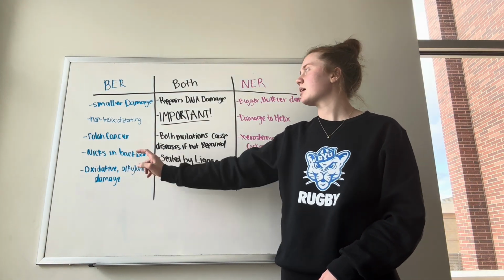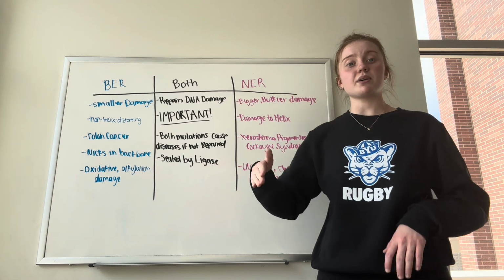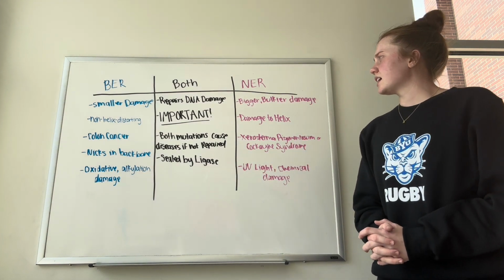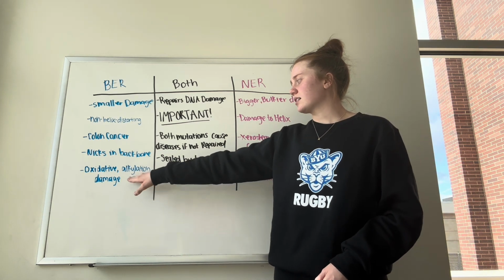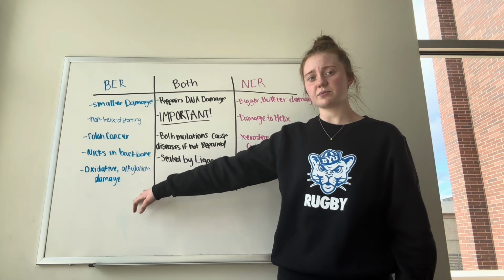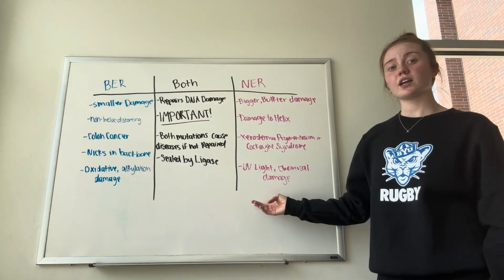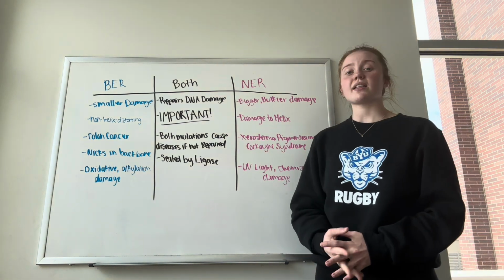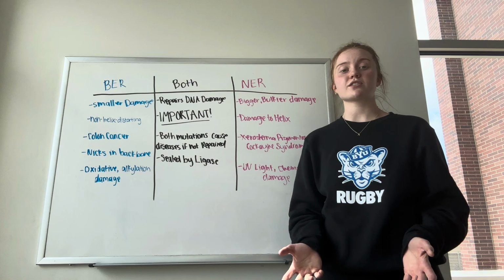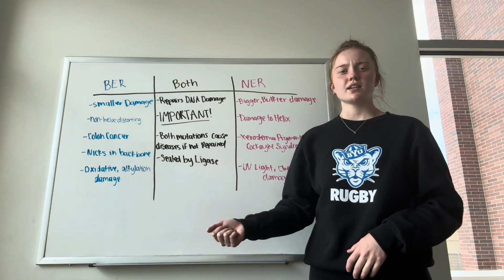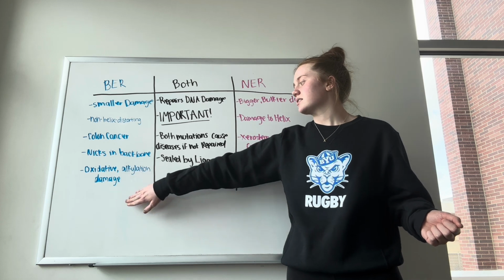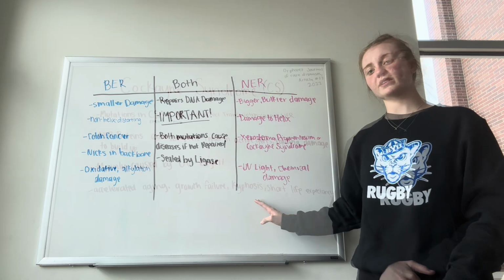BER is nicks in the backbone, whereas NER is that big cut of the DNA damage that we have coming out. And BER is mainly caused by oxidative or alkylation damage, whereas NER is caused by UV light and chemical damage. And they're both sealed by ligase, and both mechanisms are extremely important. They're just used for different parts of DNA damage, where the main thing is that this is smaller damage and this is bigger damage that we are fixing.